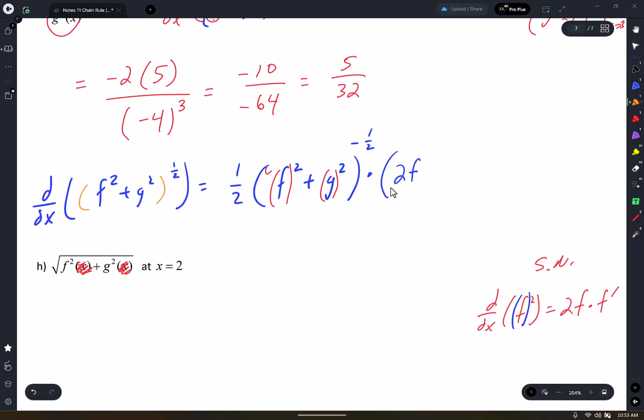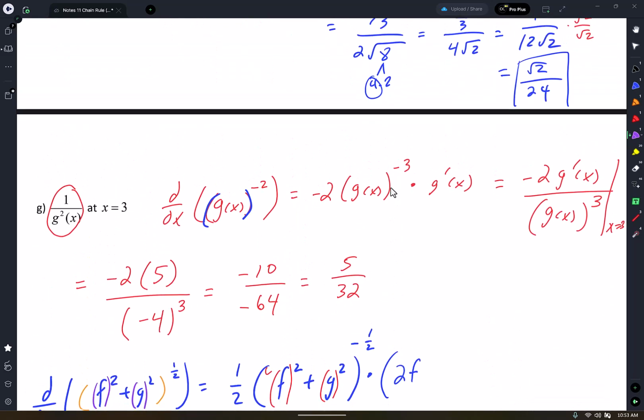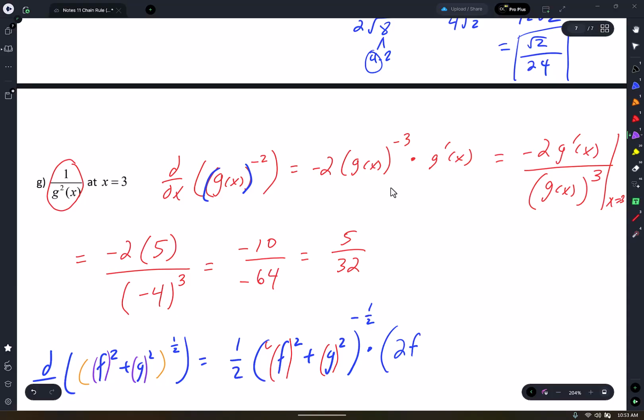Wait, but I'm confused. Because we didn't do that in the last problem. Oh, because it didn't have a power 2. Wasn't it g squared of x? So there's a 2 inside. See, the g of x was by itself to the power 1 here. So we didn't need it, times the derivative of the inside.